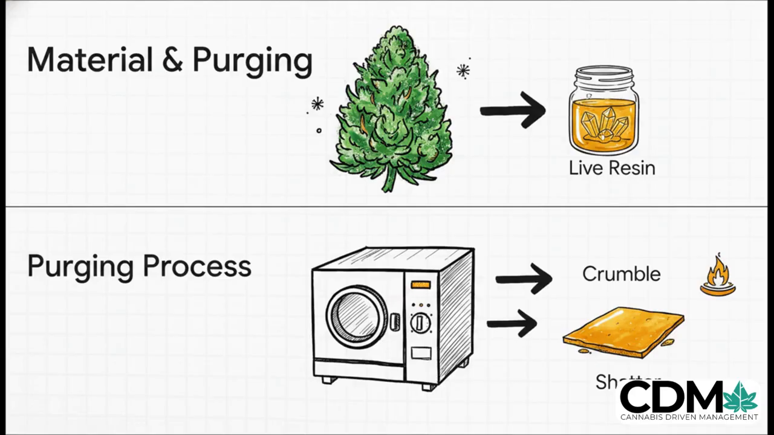And then there's the purging process. This is where they remove any leftover solvents. It's like this delicate dance with temperature and time, and getting it right is what determines if the final product ends up brittle like shatter or dry and airy like crumble.